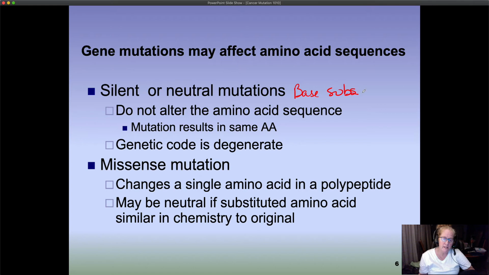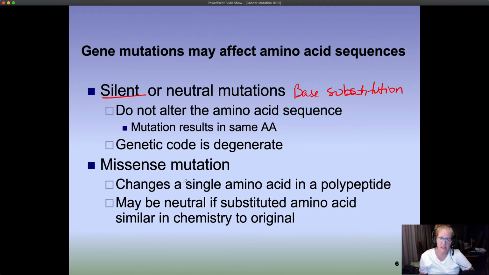If a single base is replaced, a G replaced with a T or an A with a C, sometimes those base substitutions will result in a codon that still encodes for the same amino acid. So it may not be the wild type DNA base pair sequence, however the amino acid sequence of the functional protein that is the product of that gene will be the same. So this is a mutation in the DNA sequence, but because it results in the same amino acid, it's referred to as a silent mutation.